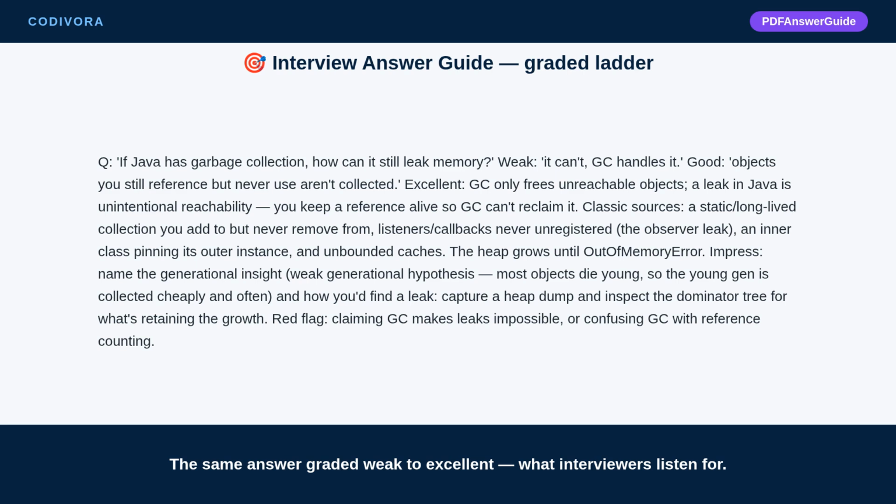To impress, name the generational insight. The weak generational hypothesis: most objects die young, so the young gen is collected cheaply and often. And how you'd find a leak: capture a heap dump and inspect the dominator tree for what's retaining the growth. Red flag: claiming GC makes leaks impossible, or confusing GC with reference counting.